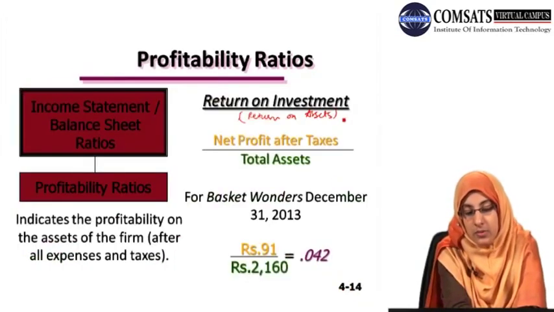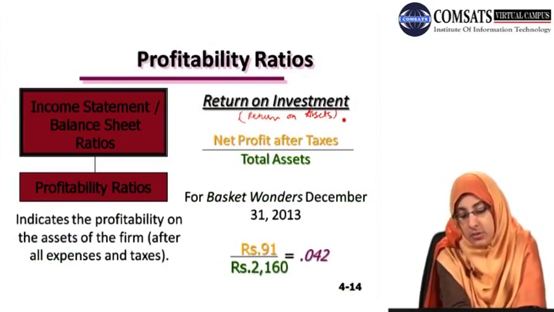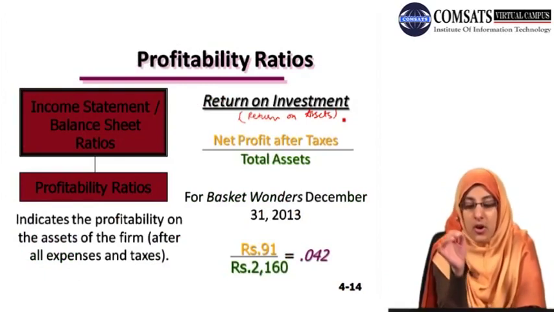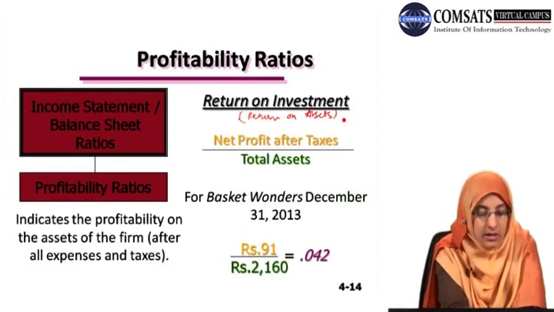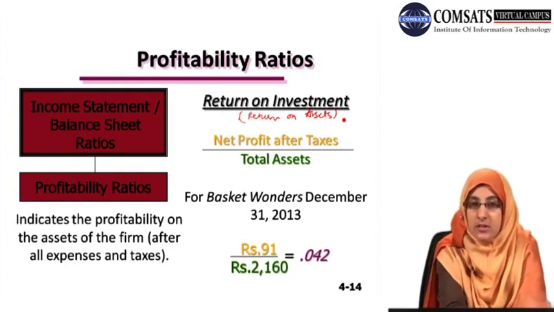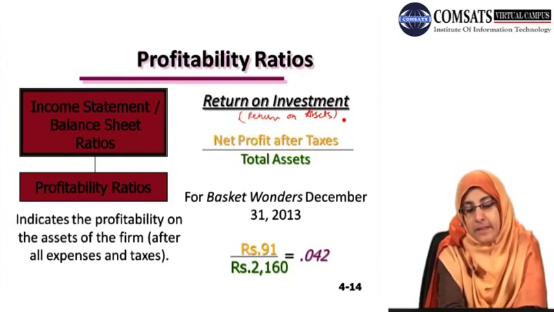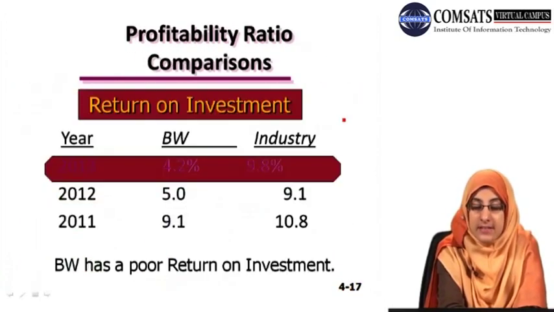If you put that into the formula, that is 91,000 rupees divided by 2,160,000 rupees, we would get 0.042. That is only 4.2% of your net profit on your total assets. Your total assets are producing only 4.2% profit overall. So that's a bad sign for the company.